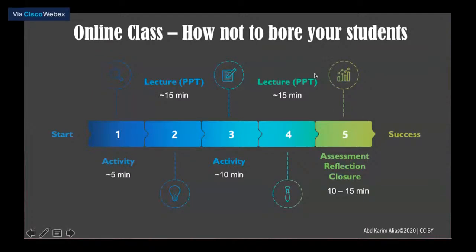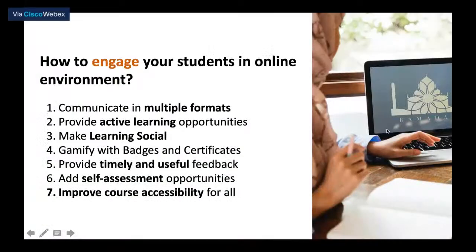Okay, good. Alright, banyak lagi slide saya ni. Masa macam dah nak habis.